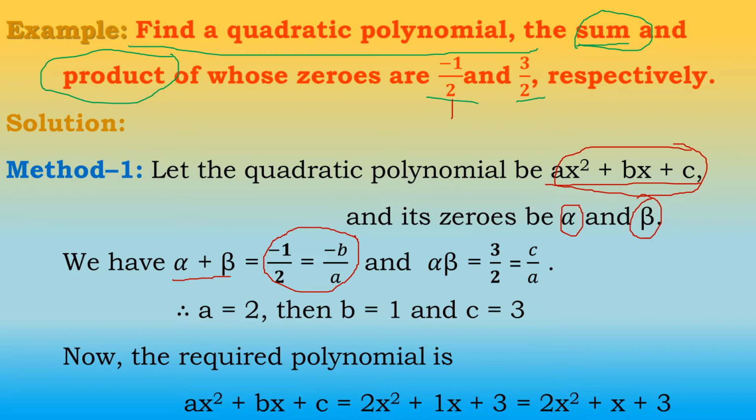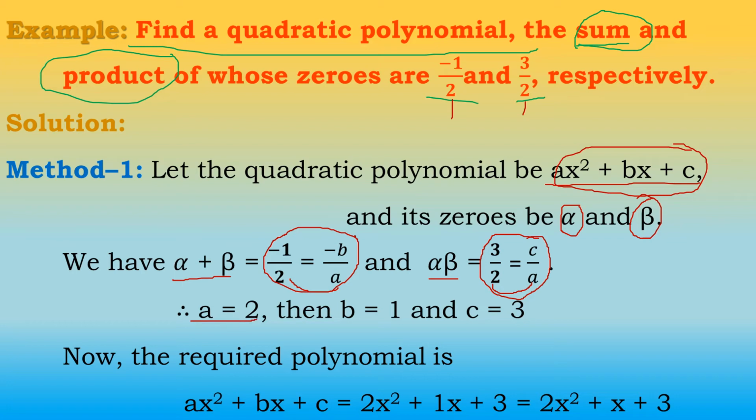And moreover, we have the product of zeros also. What is the product of zeros? Alpha into beta. What is the value given? 3 by 2. So the product of zeros alpha into beta is nothing but 3 by 2. As we know, the formula of product of zeros is c by a. So here we are comparing these two. Now by comparison of these two, the value of a is equal to 2. Here also the value of a is equal to 2. So finally we got the value of a is 2.